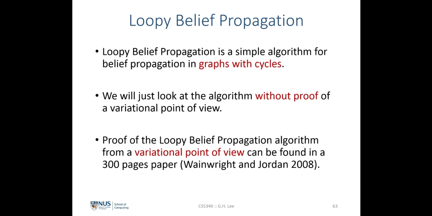It's actually a formal proof that the loopy belief propagation algorithm, despite its simplicity, is justified from a variational inference point of view. I won't go into the proof because this particular proof is given in a 300-page paper written by Wainwright as well as Jordan, published in 2008. If you are interested, you should look at the formal proof in that paper.